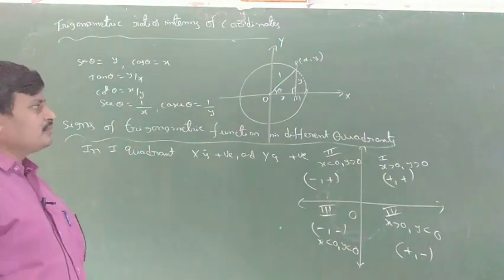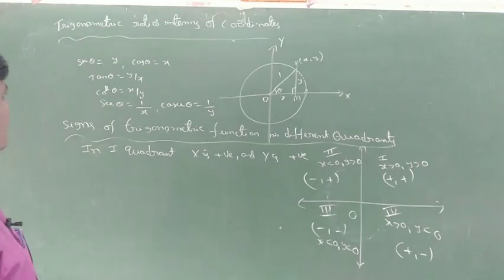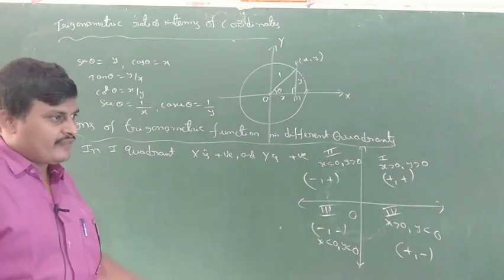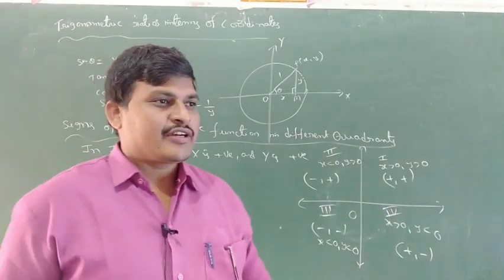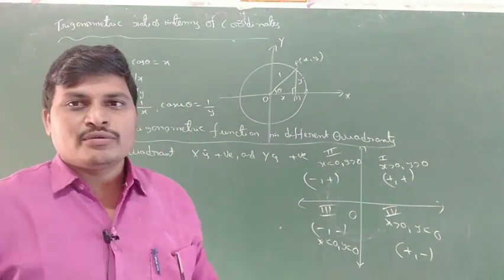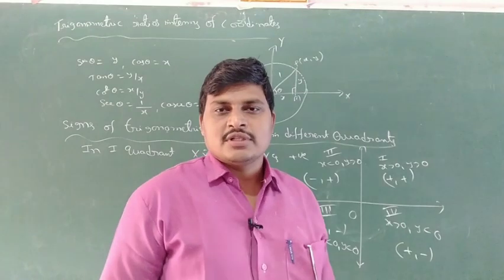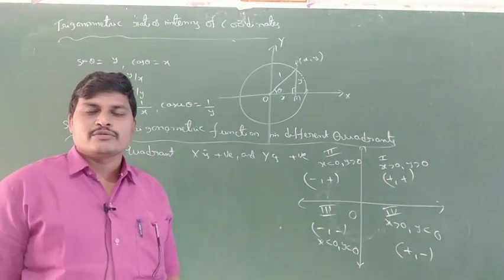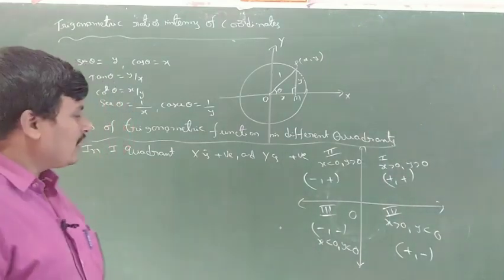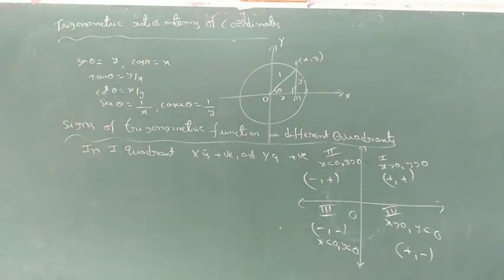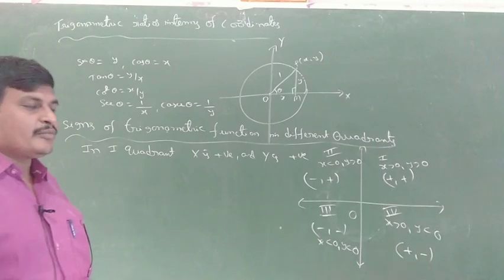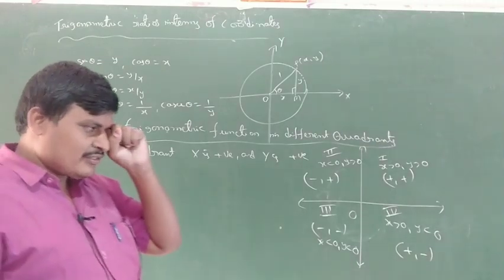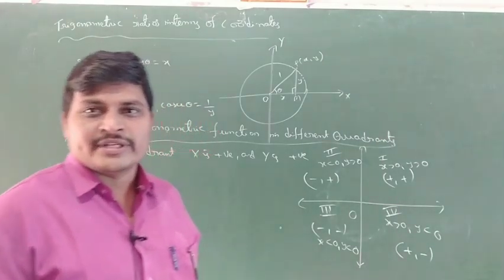Yesterday we discussed the trigonometric functions. Sin theta is equal to opposite by hypotenuse, cos theta is equal to adjacent side by hypotenuse. And another one is the important identities, meaning formulas and results, so many.